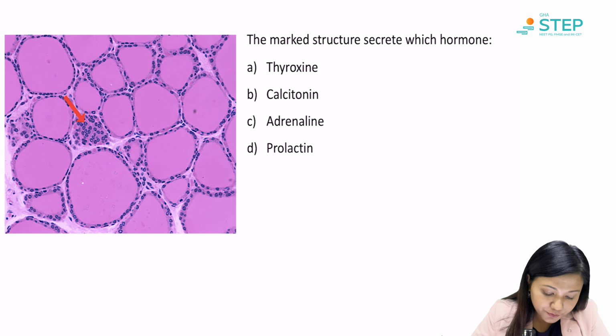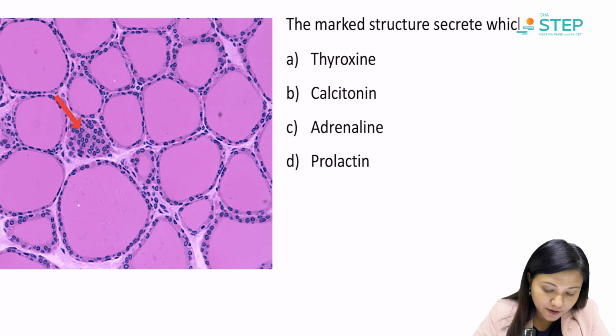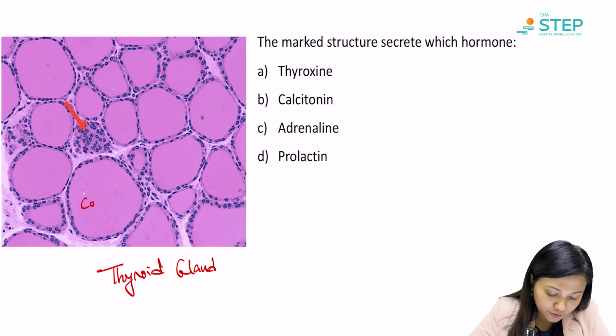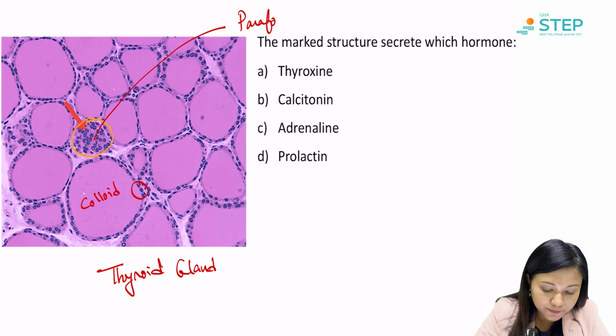Now the next question is a histology slide. They have marked these cells, and they have asked which hormone the marked structure secretes. This is a typical slide of the thyroid gland. These are the colloid, and these are the follicular cells. And the cells shown here, what are these cells? These are the parafollicular C cells.